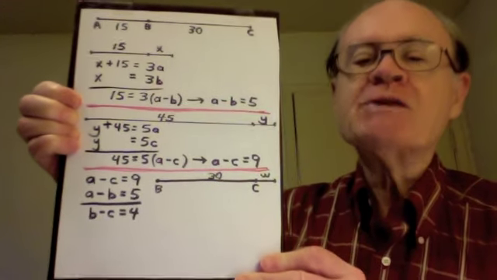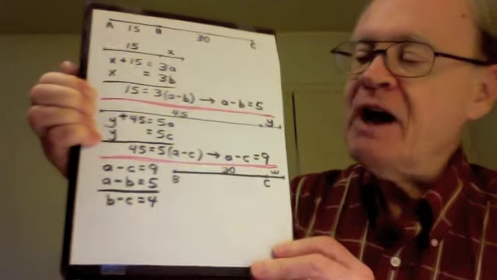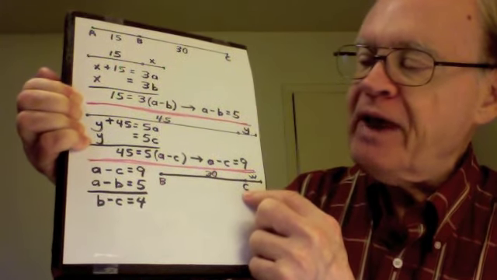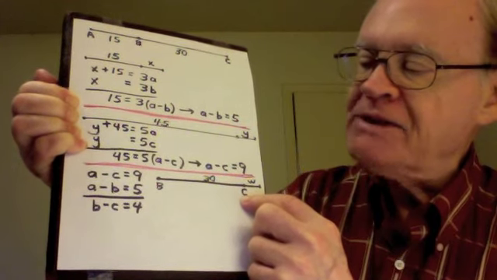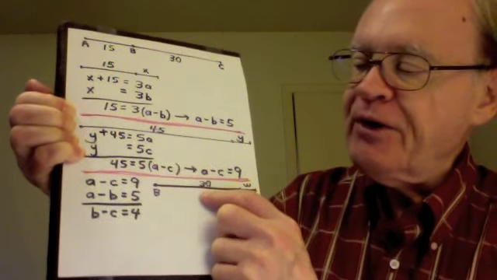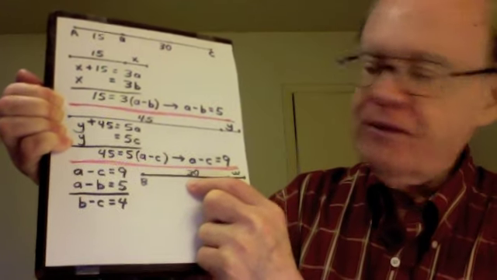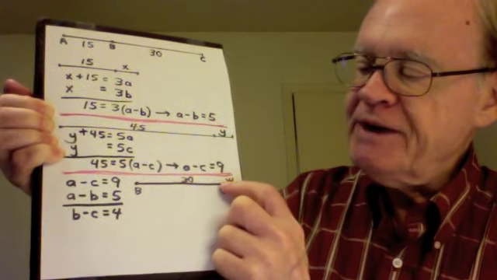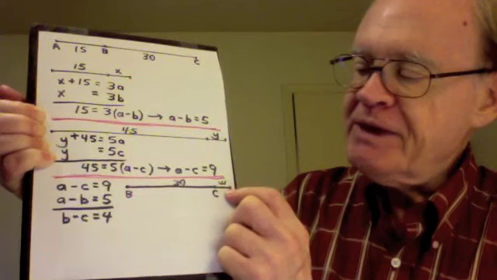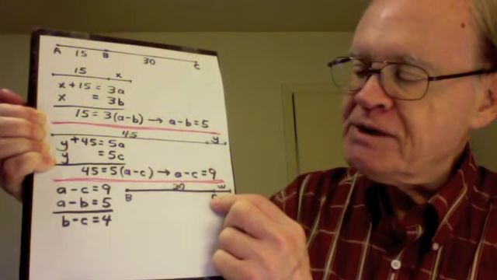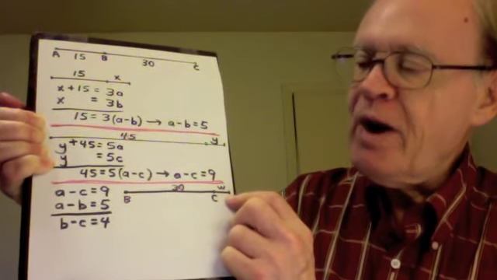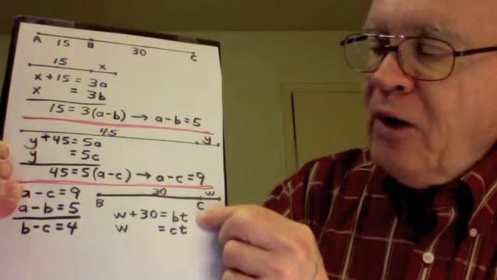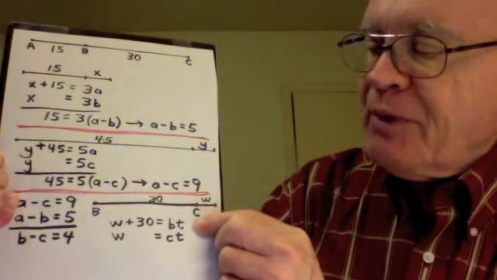Now we must focus on Betty catching up with Carla. Carla started with a head start over Betty of 30 units of distance, and I'm calling w the distance from Carla's start to where Betty caught up with Carla. We don't know how long that took for Betty to catch up with Carla.